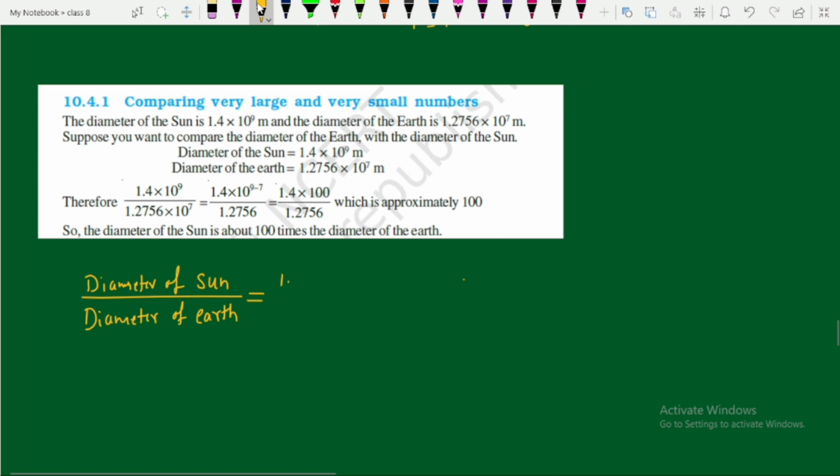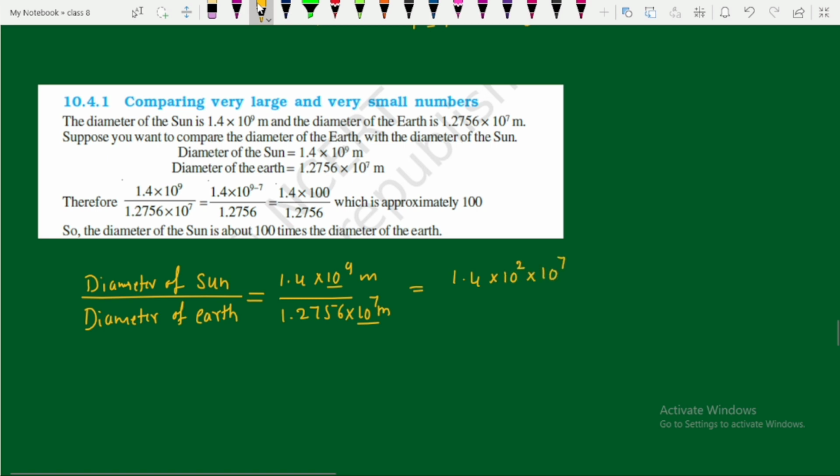So diameter of sun is given as 1.4 into 10 to 9, divided by 1.2756 into 10 to 7 meter. To compare these two diameters, I want the units to be the same. The unit is already the same, meter and meter. Only 10 to 9 and 10 to 7 are different. So first we have to make the powers the same. We can do it as 1.4 into 10 to 2 into 10 to 7.